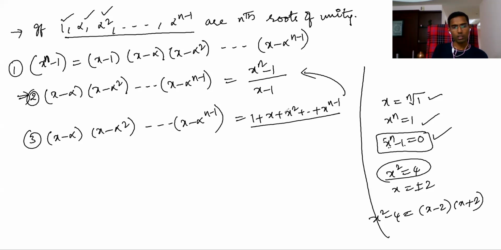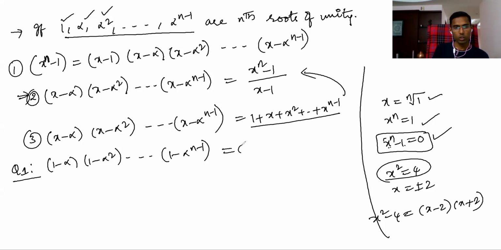This you can write like this, third result. Why am I writing like this? Because sometimes they will ask you like this: if 1, alpha, alpha square, up to alpha power n minus 1 are nth roots of unity, then they will ask a question like this: then 1 minus alpha into 1 minus alpha square, so on up to 1 minus alpha power n minus 1 is what?